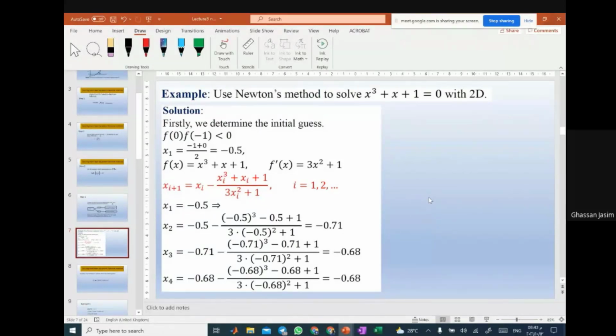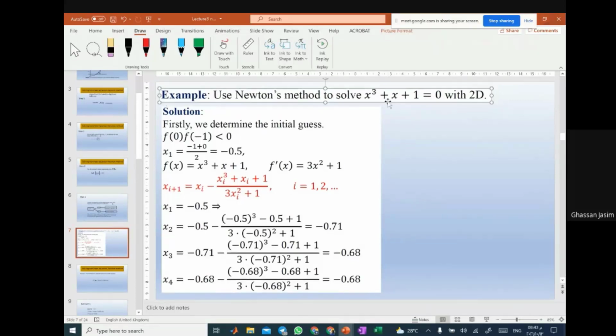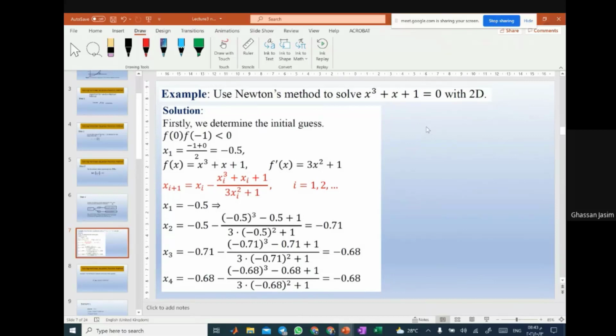Let's take this example. What does it say? It says use Newton's method to solve this. What does he mean? Who can tell me what he means? Find the x value. Finding what? The x value of what? For x. What's x? What does x mean?